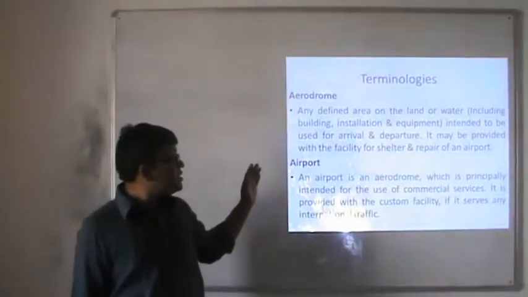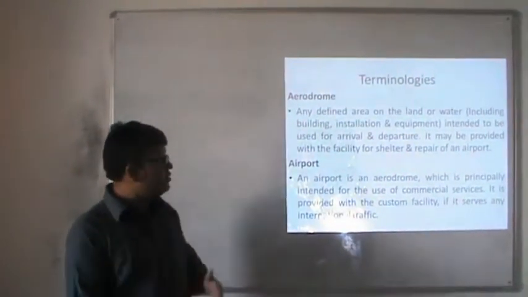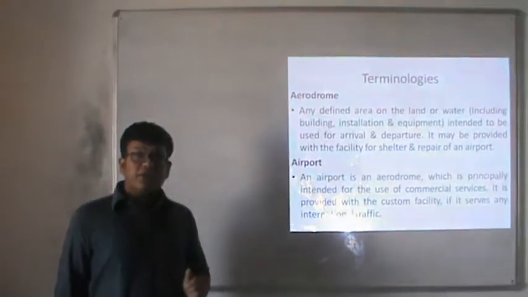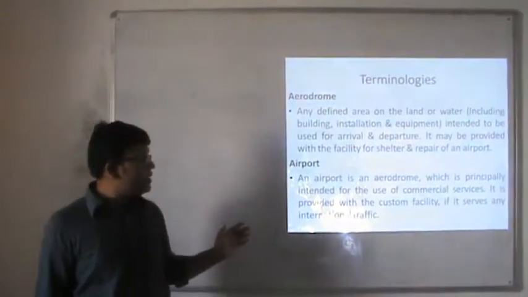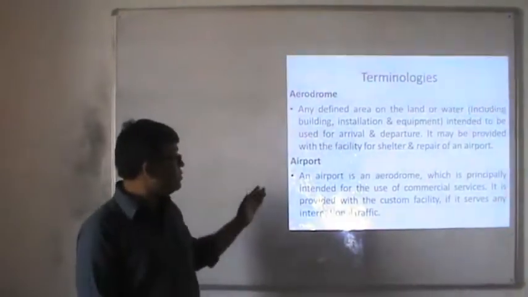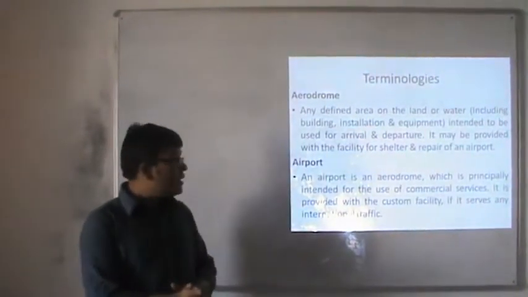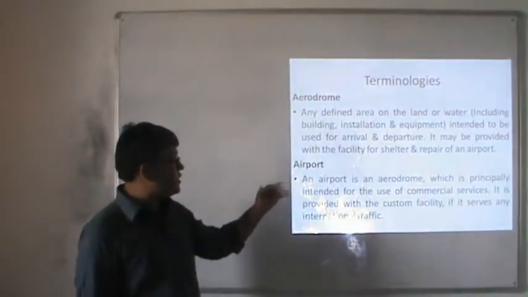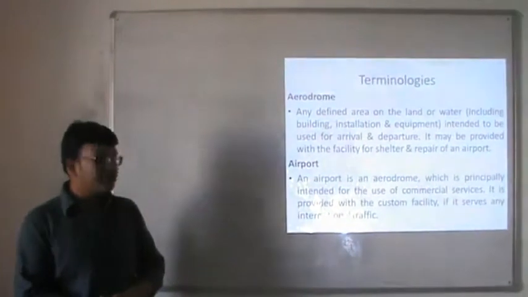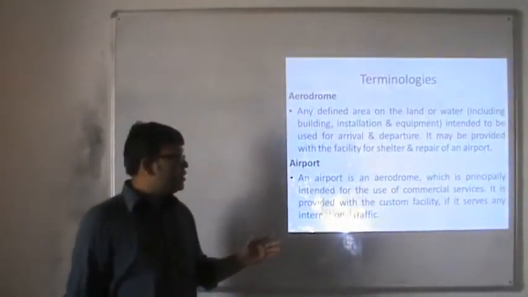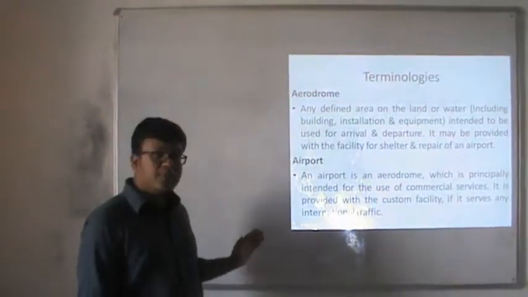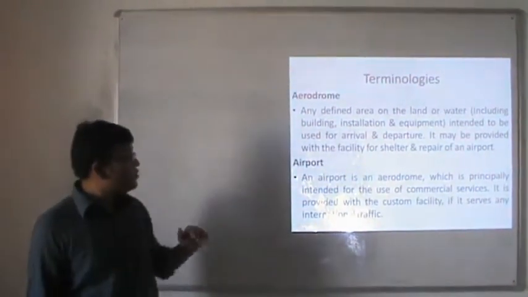So, what we are saying is that it is a defined area on the land or the water, which includes the buildings, the installations and the equipment, and it is intended to be used for the arrival and departure of the aircraft. It may be provided with facilities for shelter or repair of aircraft, this kind of facility may be provided at the aerodrome, right?